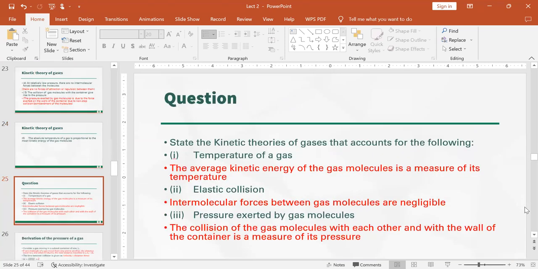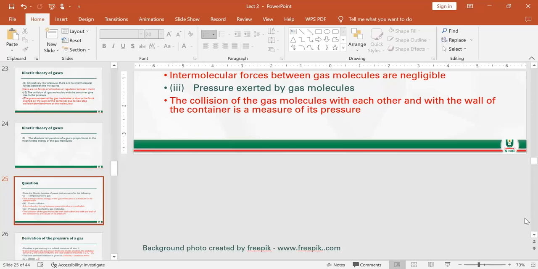So the question: state the kinetic theory postulates of gas that account for the following. Temperature of a gas: the average kinetic energy of a gas molecule is a measure of the temperature. Elastic collision: when you talk about elastic collision, it's because the intermolecular forces between gas molecules are negligible, not very significant. That's why we can say that the collision is elastic. Pressure exerted by gas molecules: the collision of gas molecules with each other and with the wall of the container is a measure of its pressure. So for these three parameters, elastic collision, temperature, and pressure, you should know the postulate that applies to them.